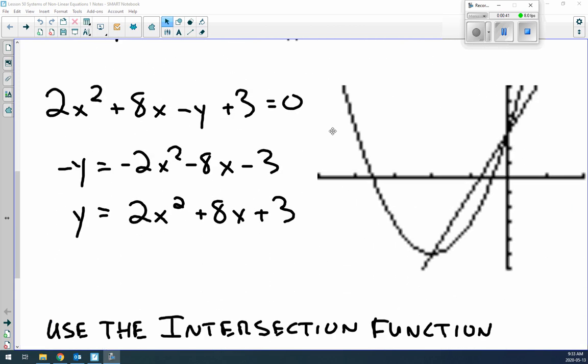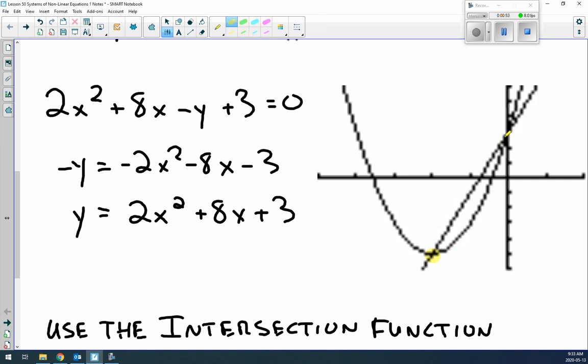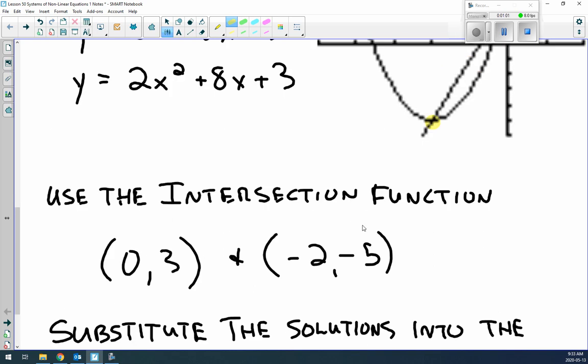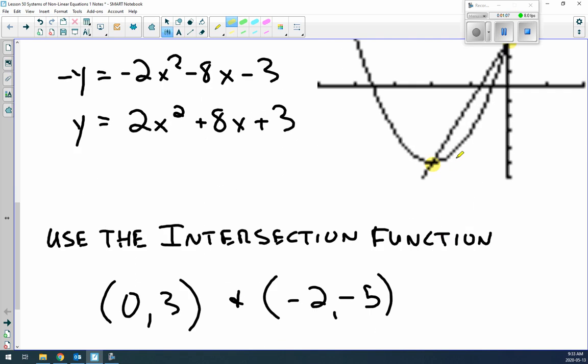When we graph them, there's your quadratic, and the linear is the straight line. What you're looking for is the intersection points of these two. Basically you're looking for that point right there and that point right there. On the calculator, you would use the intersection function. You would find (0, 3) and (-2, -5). You can actually see it makes sense: (0, 3) is the one up here on the y-axis, and (-2, -5) is over here.